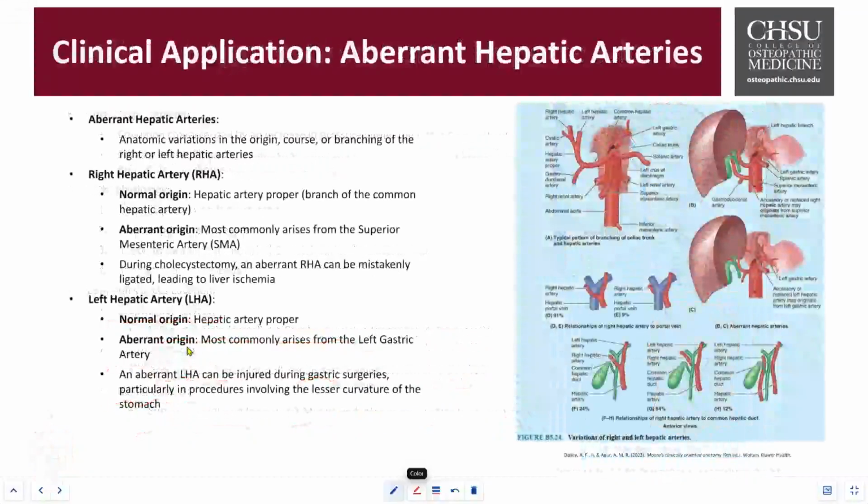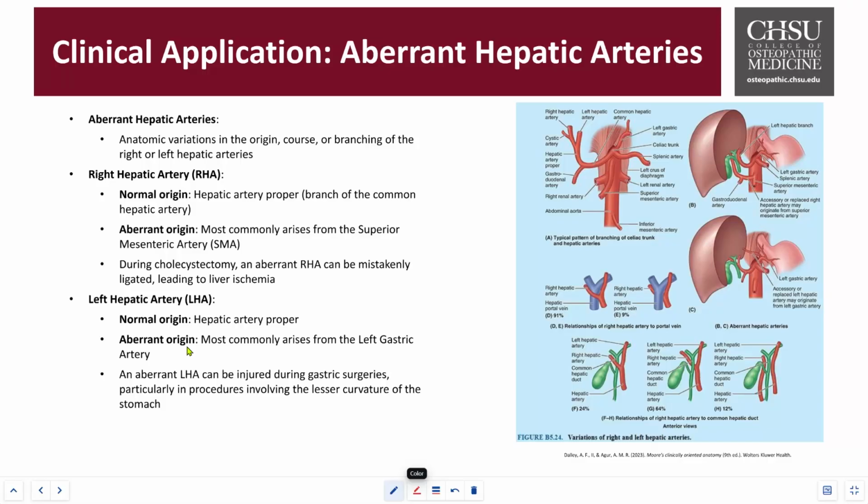The aberrant hepatic arteries refer to anatomic variations in the origin or the course or the branching of the right and left hepatic arteries. So recognizing some of these variations can be critical to understanding hepatobiliary and gastric surgeries, and you avoid any accidental ligation. So the first one is called RHA, right hepatic artery. The origin is going to be the hepatic artery proper, which is the branch off of the common hepatic artery. The aberrant, in most cases, is going to come from the superior mesenteric artery.